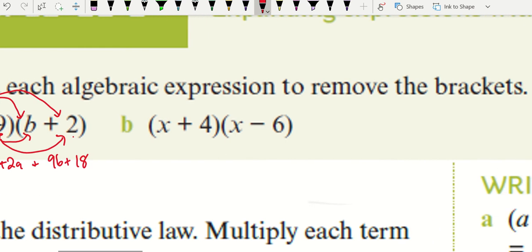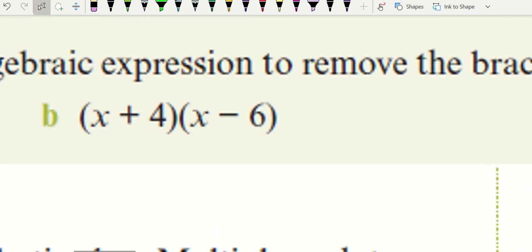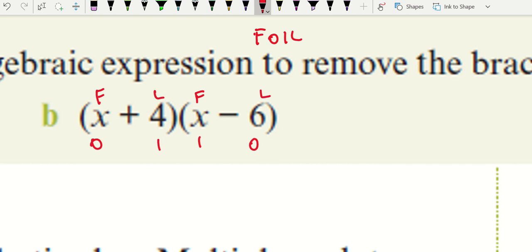Now let's FOIL the other one. So remember, FOIL is first, outer, inner and last. So I'm just going to mark my first. That's my first. Now I'm going to go down here and go outer, outer. That's going to be inner, and that's going to be last and last. So let's work this through.